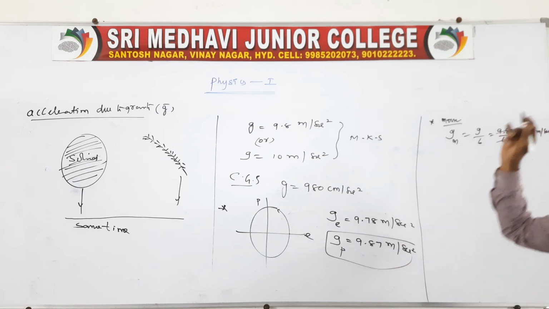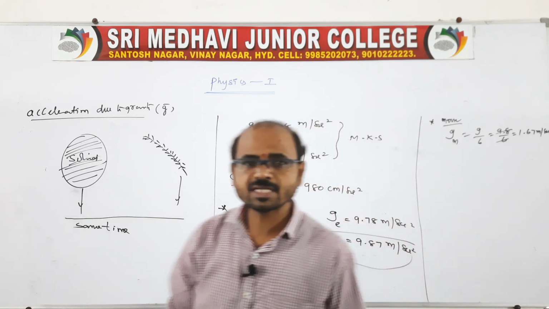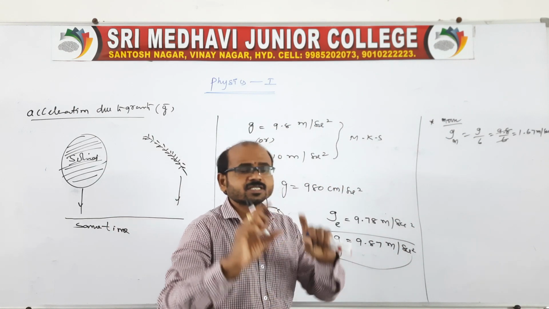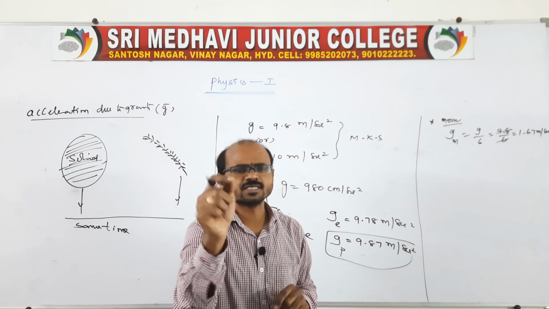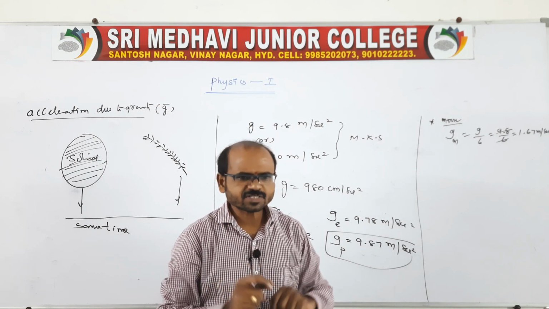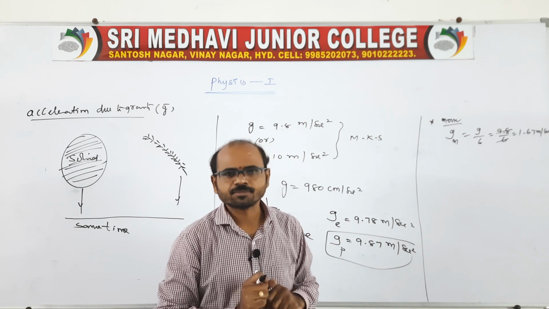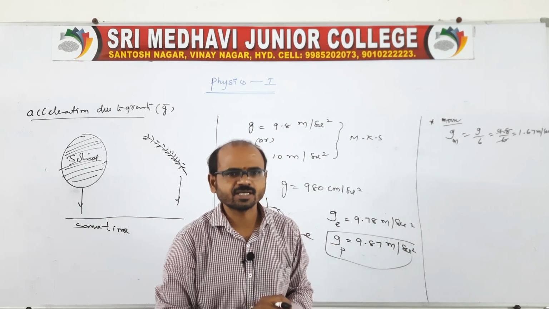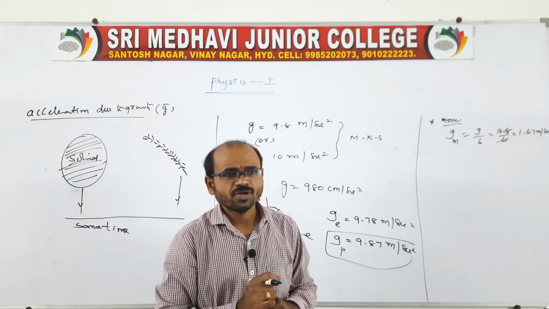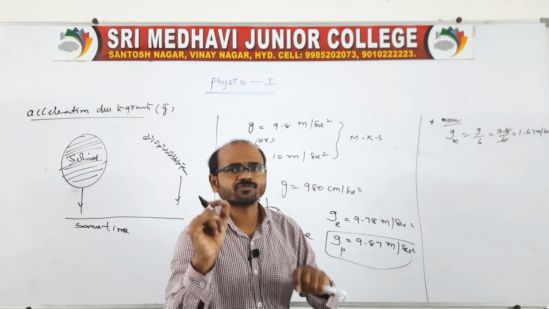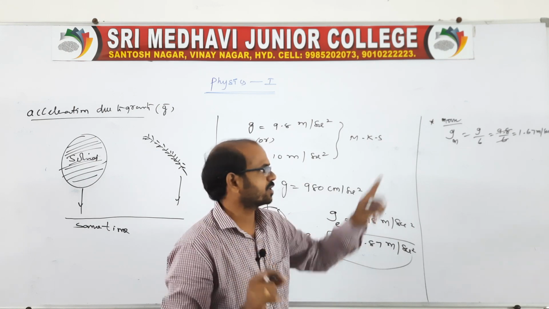So the acceleration due to gravity is very less on the moon. So on the moon the bodies are floating because g is very less. But on the surface of the earth, is it floating? No. We will not float because there is acceleration due to gravity on the surface of the earth, whereas on the moon it is very less. That's why the bodies are floating.